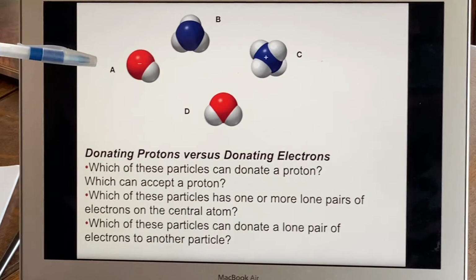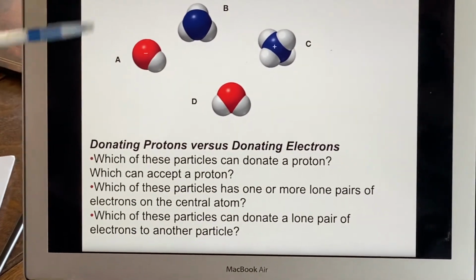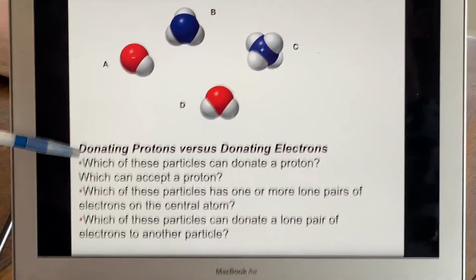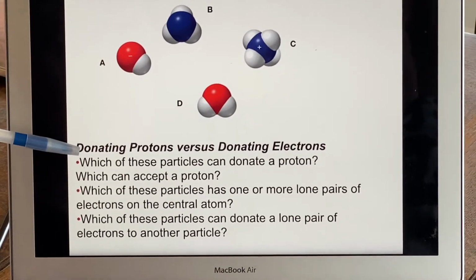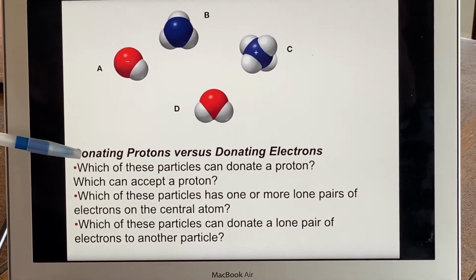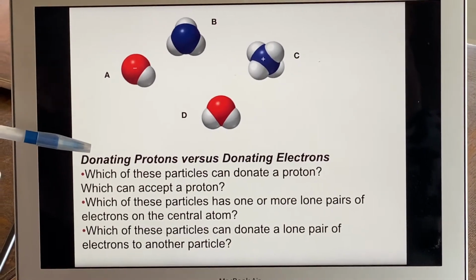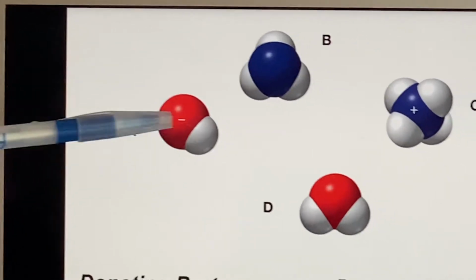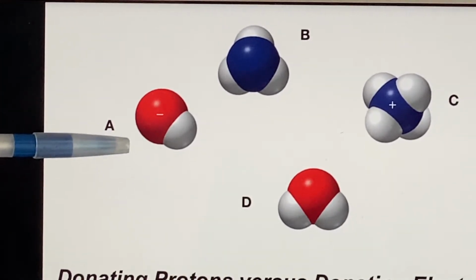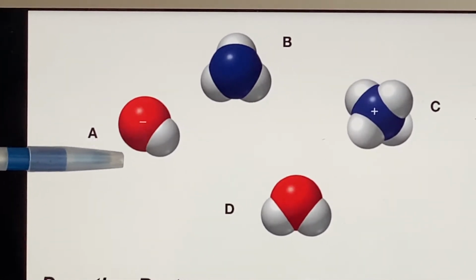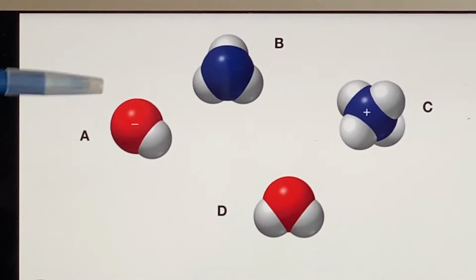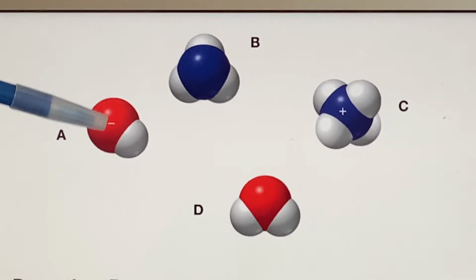So the question is, out of these, which of the particles could donate a proton? Well, the question really is, do you have an H that might be able to get loose? This first one, well, there is an H, but this already is an OH minus. Very difficult for it to get away. But in the right circumstances, yes, it could be pulled away as a proton. Very unlikely, but it could happen.